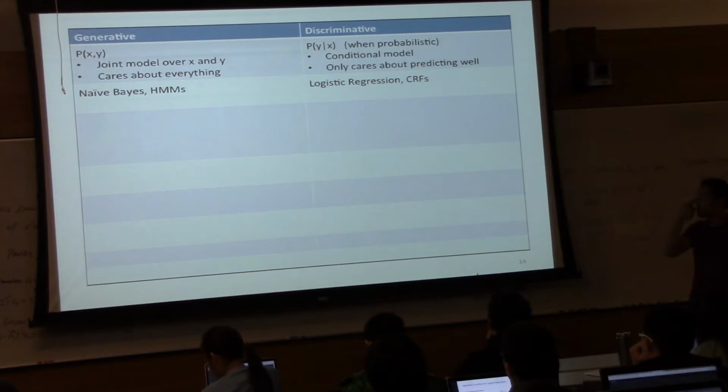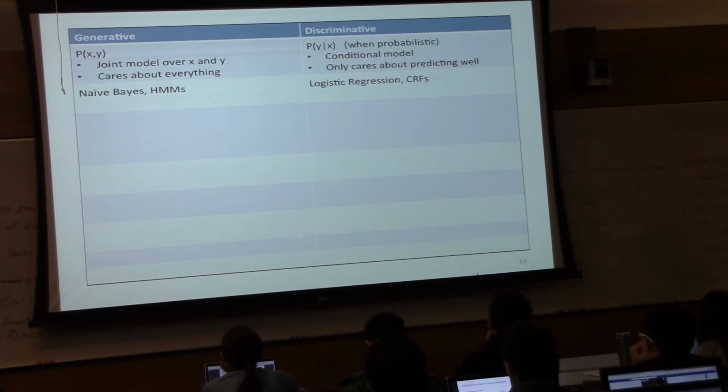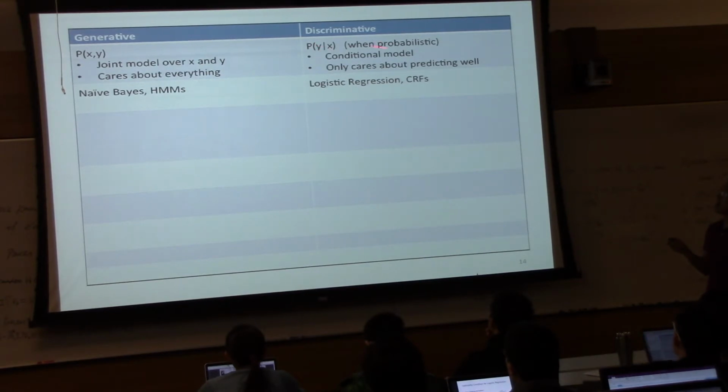Okay, a few people also had some more questions about the connection between generative and discriminative models, like why you would use one over the other. So just a brief review of that. In a generative model, we're modeling the joint distribution, so we care about modeling both x and y. We care about everything. In a discriminative model, we only care about the probability of y given x. Sometimes it's not even a probabilistic model, like an SVM, right?